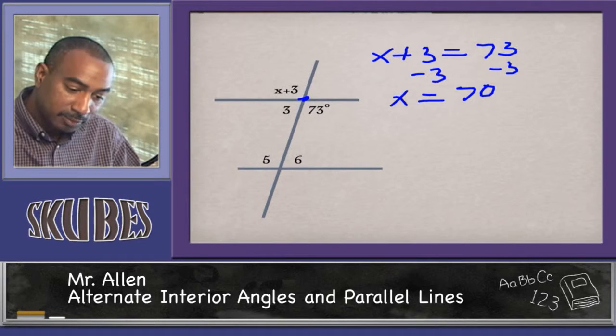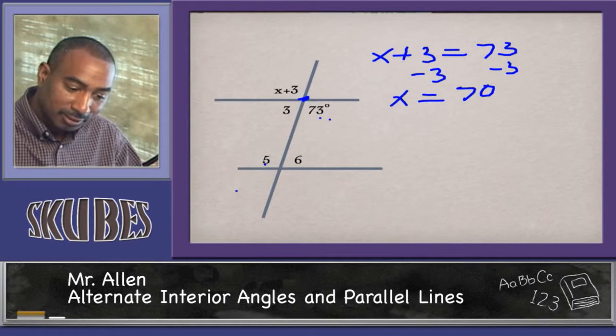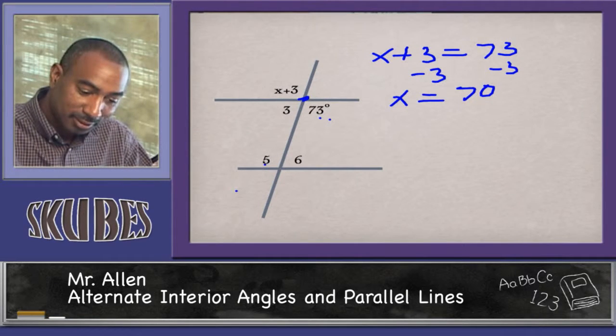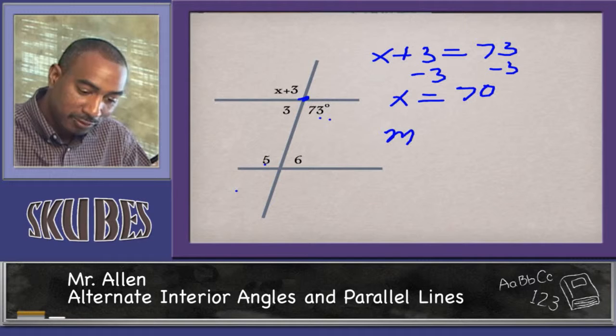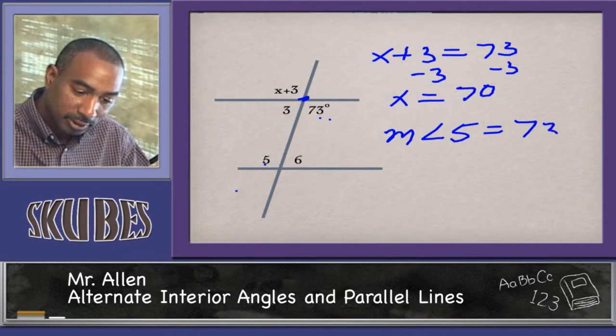Angle 5 is an alternate interior angle to 73 degrees. So the measure of angle 5 must equal 73.